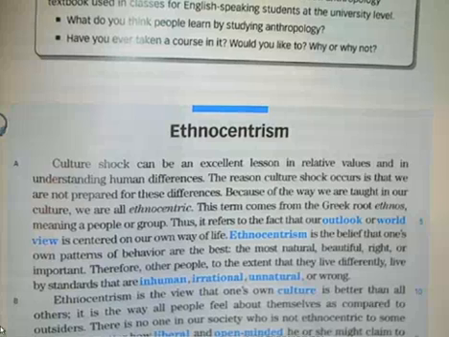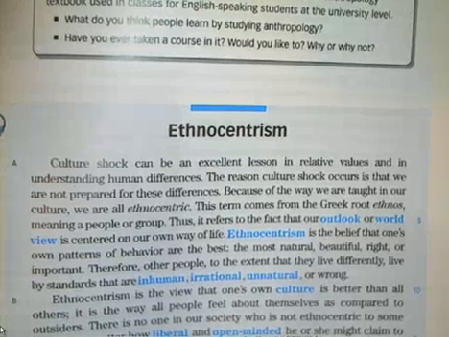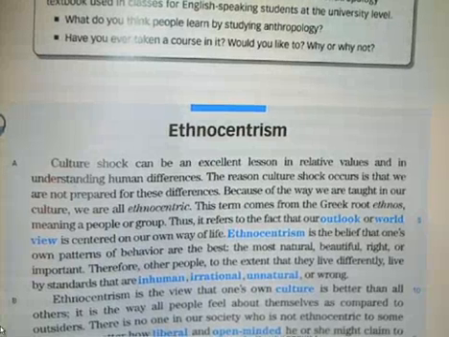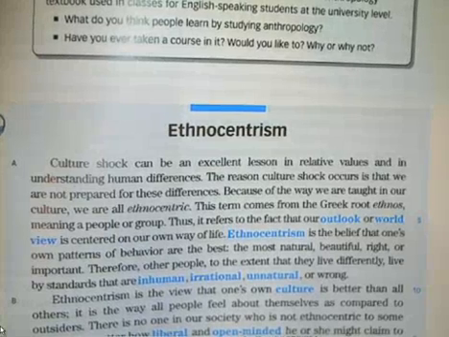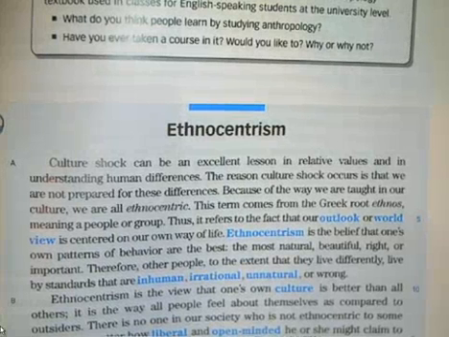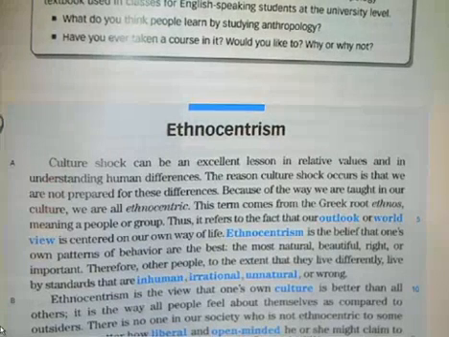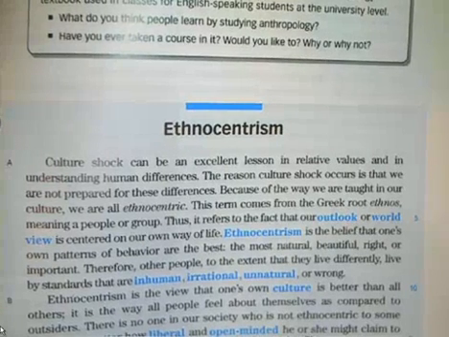Still, we have some idea. It's about cultural shock, that you are not accepting other cultures. Probably yes. This term comes from the Greek root ethnos. So we start to get the root, the origin of this word. It's from the word ethnos. What does it mean? Meaning a people or a group. So yes, ethno means people and a group.